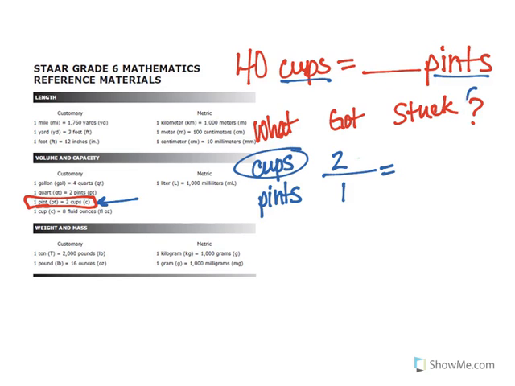Okay, stuck. Where are you stuck? What are you trying to ask or figure out? Well, I'm stuck because I have 40 cups and I want to know how many pints that is. So 40 cups goes there, and I want to know how many pints that is.